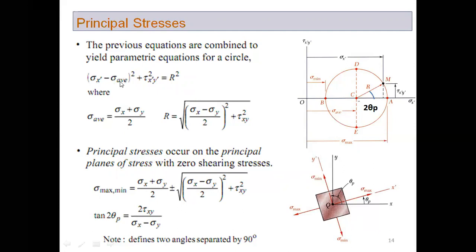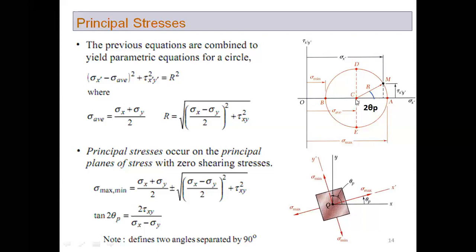The center would be sigma average, comma 0. Along the x-axis we have sigma x prime, and along the y-axis we have tau x prime y prime. This is the tau axis, and this is the sigma axis. This is the positive sigma axis, this is the negative sigma axis. This is the positive shear stress axis, this is the negative tau axis. The center is sigma average and 0.